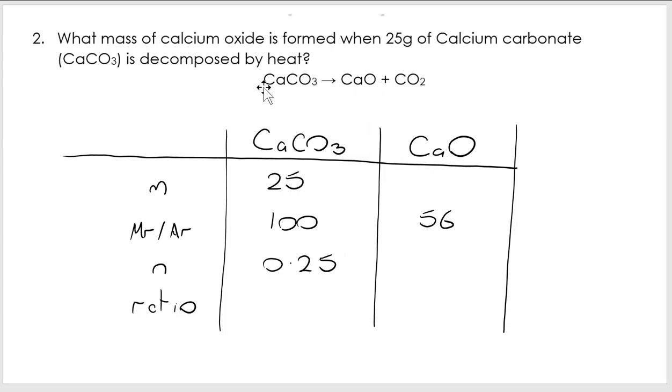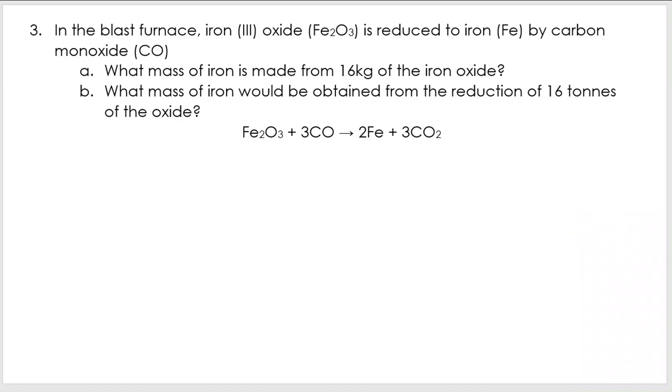The equation is a 1 to 1 mole ratio. So 1 mole makes 1 mole, which means 0.25 moles makes 0.25 moles. I now have a moles and a relative molecular mass. I multiply those together and I get my mass of 14 grams, which I've written outside the table. Next example.